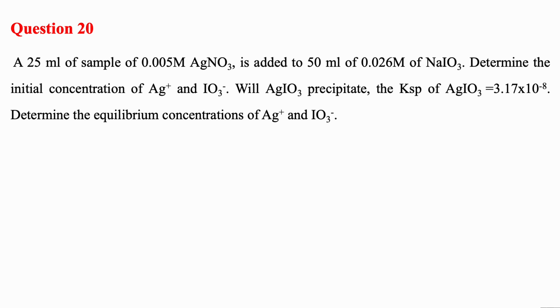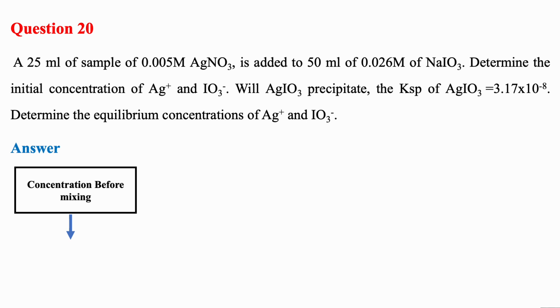With the silver iodate precipitate, they are given the Ksp. Determine the equilibrium concentration of silver plus and the iodate. So here we need to determine the ionic product. We compare with Ksp, and then we determine the concentration at equilibrium after finding that the precipitate is going to be formed.